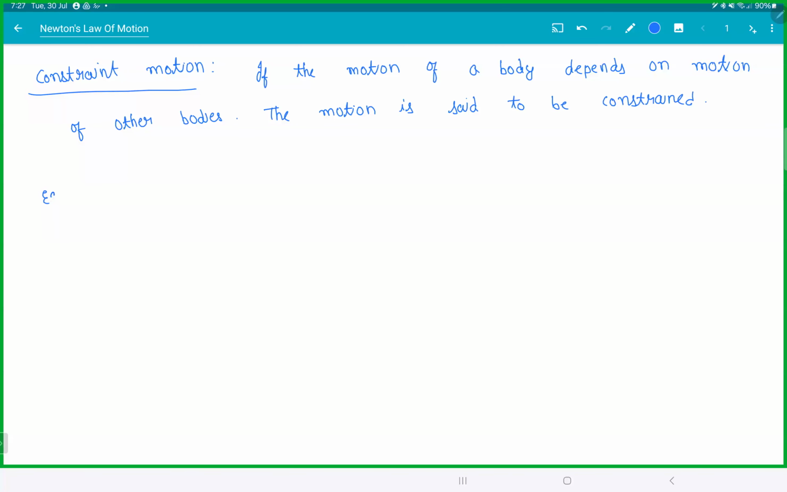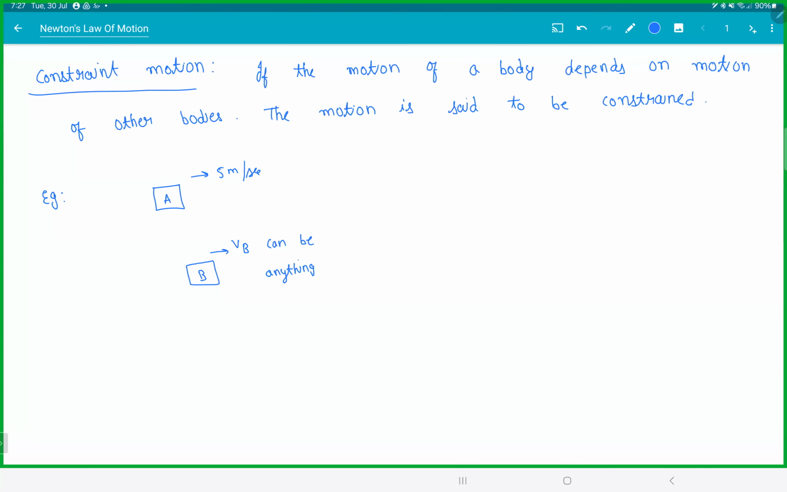Let me take an example. Let's say you have a body A which is going with 5 meter per second, and somewhere here we have a body B. If I ask you what is the speed of B, V_B can be anything. A and B have no relation to each other. A can do whatever it wants, B can do whatever it wants. It's like asking a bird flying in the sky and you walking on the road, what's the relation between them?